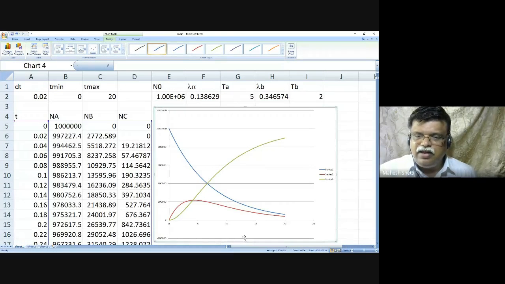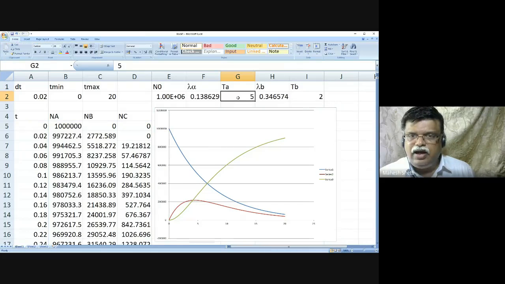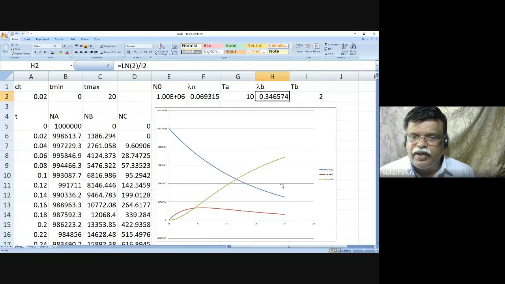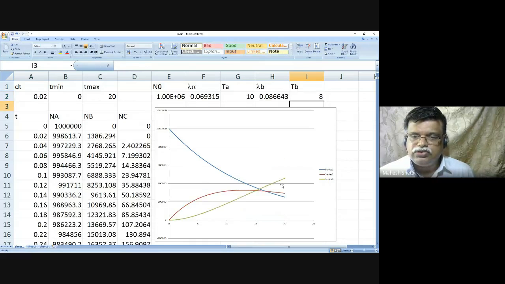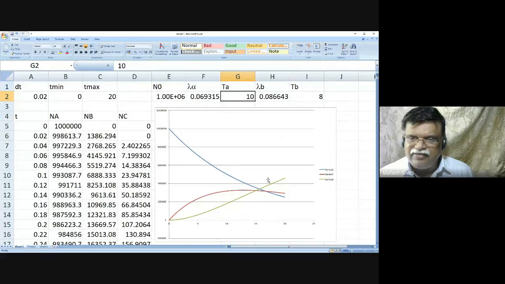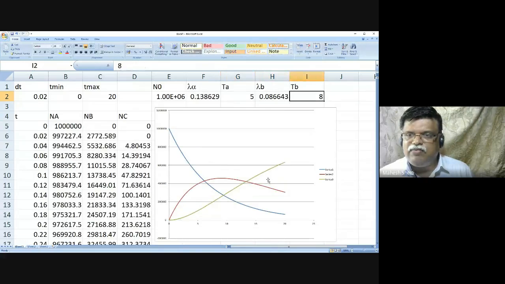For example, see, I have done the iterations up to 20 units. But the half-life of A is say 10, and the half-life of B is say 8. So you can see that the values are going to change like this. Half-life of A is say 5, and half-life of B is say 8. Now what is happening? B is relatively more stable, so its absolute number is going to increase.